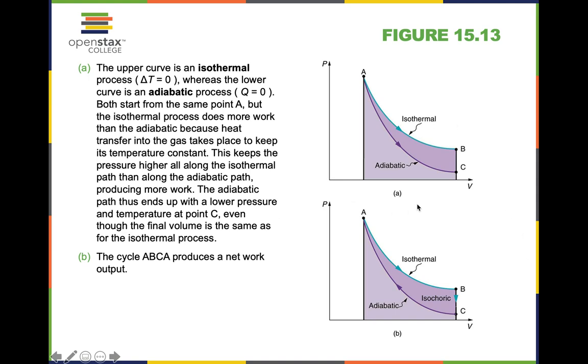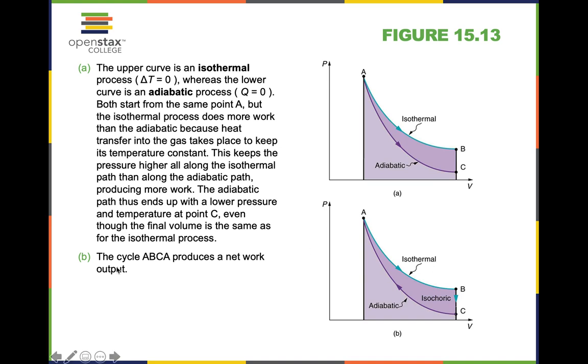So for A here, the upper curve is an isothermal process. That means that your change in temperature is 0. Whereas the lower curve is an adiabatic process. That means the change in heat is 0, or heat equals 0. Both start from the same point A, but the isothermal process does more work than the adiabatic because heat transfer into a gas takes place to keep its temperature constant. This keeps the pressure higher all along the isothermal path than along the adiabatic path, producing more work. The adiabatic path thus ends up with the lower pressure and the temperature at point C, even though the final volume is the same as the isothermal process.